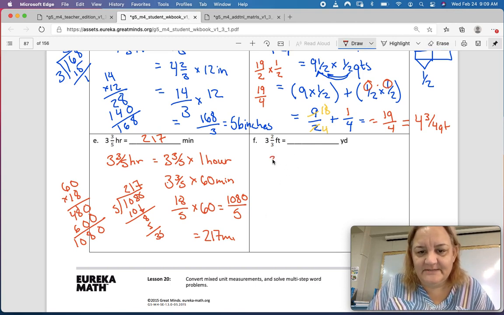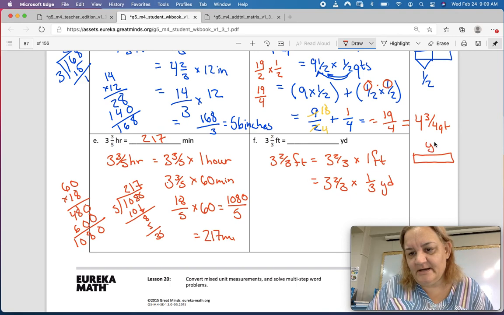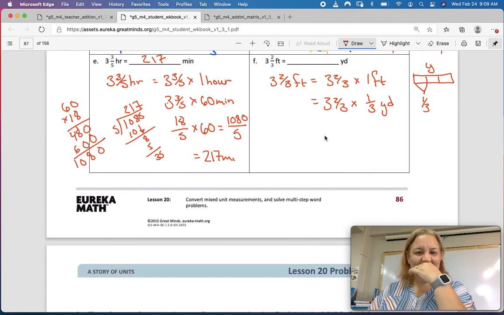Okay, feet to yards. 3 2/3 feet equals 3 2/3 times 1 foot. And you know that 1 foot equals 1/3 of a yard. And if you don't remember that, let me draw you a quick tape diagram. Here's my yard, and there are 3 feet in that yard. So 1 foot would be 1/3. And now I can multiply.